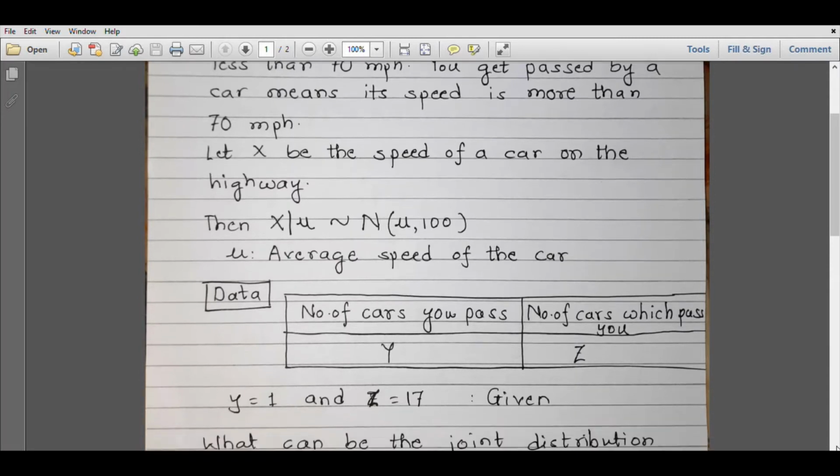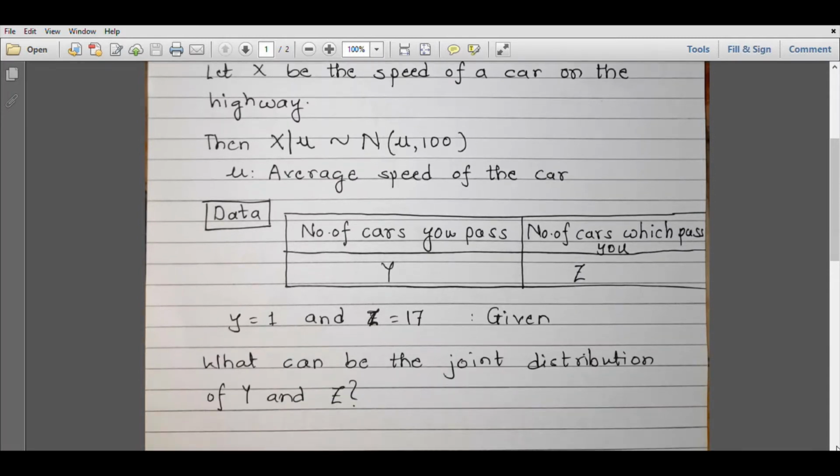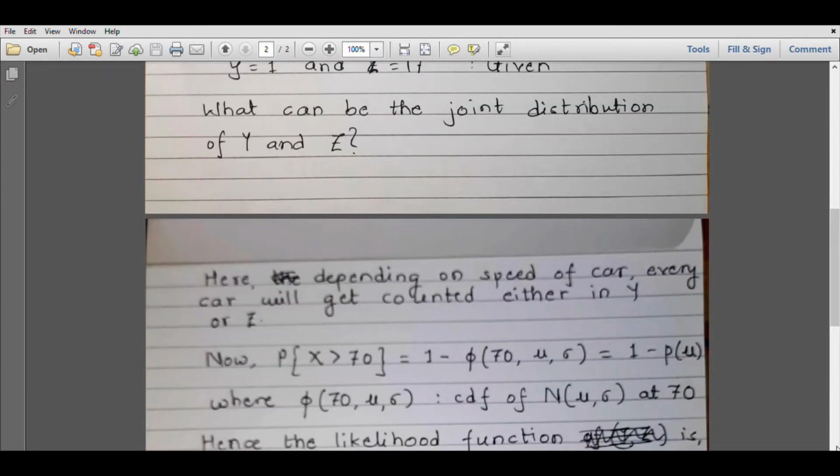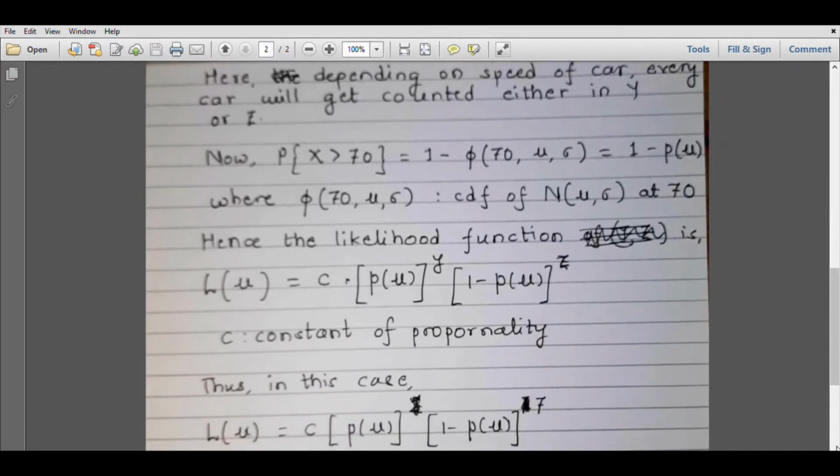So what will be the likelihood function? That is, what can be the joint distribution of y and z? You can easily guess, basically if 18 cars have passed, then z is simply 18 minus y. So either you consider y or you consider z. Whatever I have discussed here, I have written.